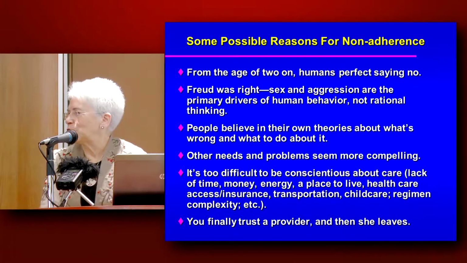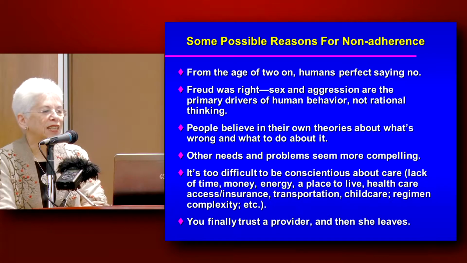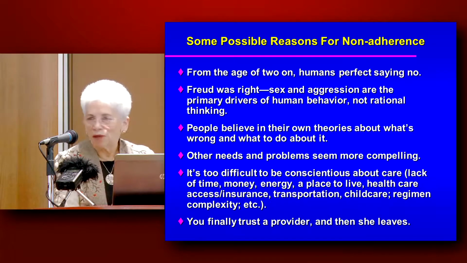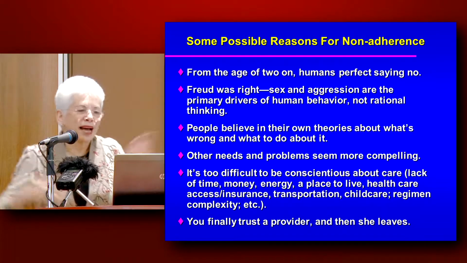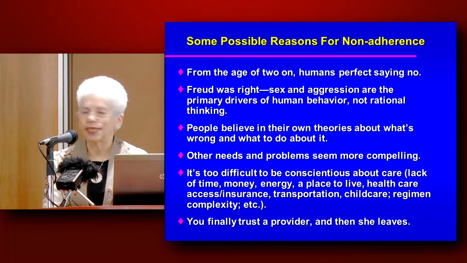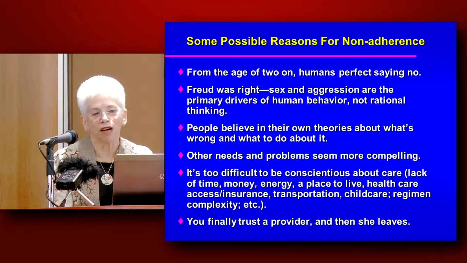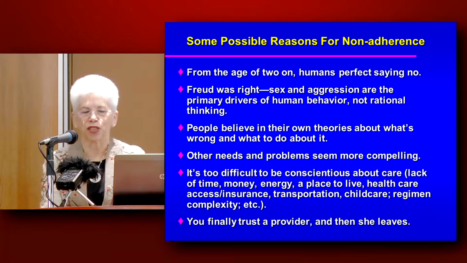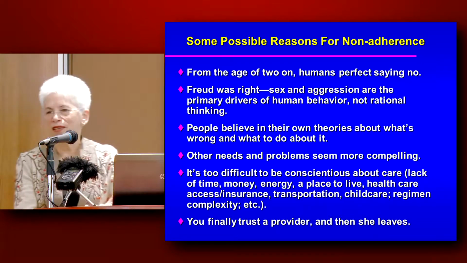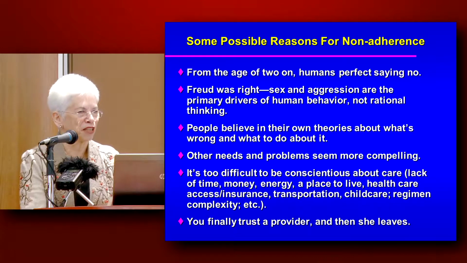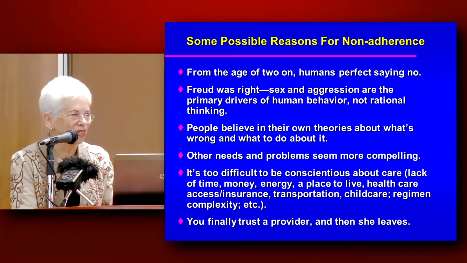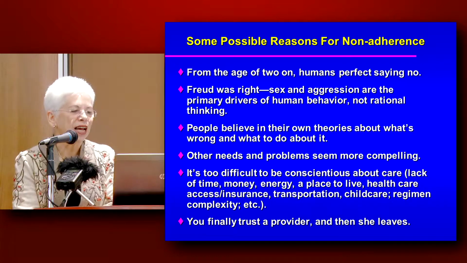So here are some of the reasons why people might not adhere. From the age of 2 on, humans perfect saying no. You know how important that is. Otherwise, how can we have any power? Freud was right: sex and aggression are the primary drivers of human behavior, not rational experience. Now, this matches up to the earlier talk we had. It's the lower parts of our brain that are functioning in sex as well, not our cognitive, sophisticated functions.